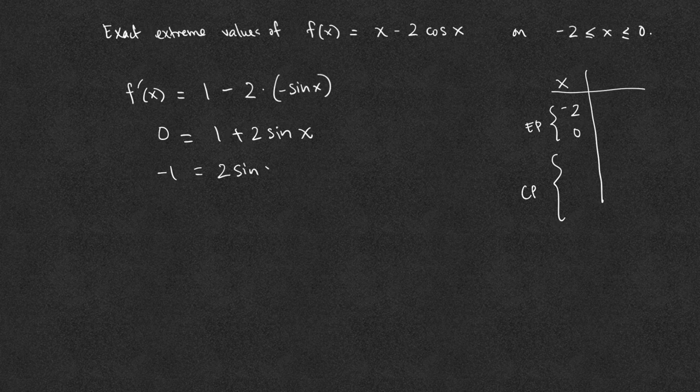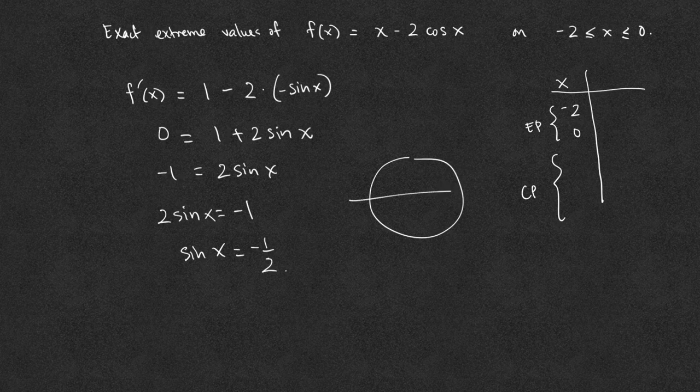-1 equal to sine of x. And so 2 sine of x equals -1, or sine of x equals -1 over 2. On the interval -2 to 0, sine of x is -1 over 2 only when x is -pi over 6. We only go from -2 to 0. There is another value over here. First, we have -pi over 6, and this is -5 pi over 6, but -5 pi over 6 is less than -2, so we don't use it. The only critical point is x equals -pi over 6.